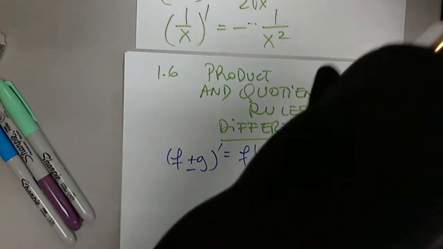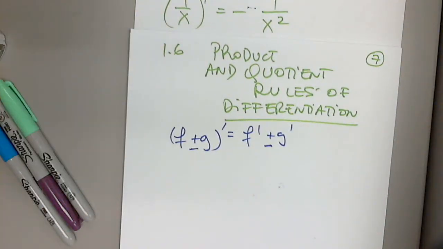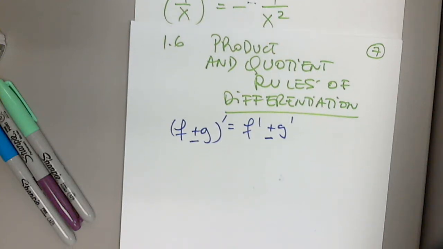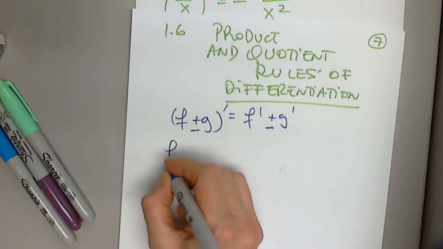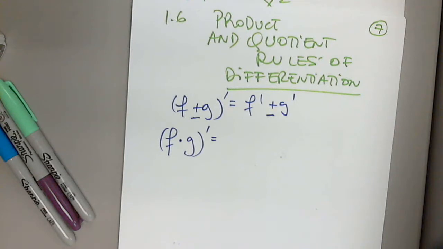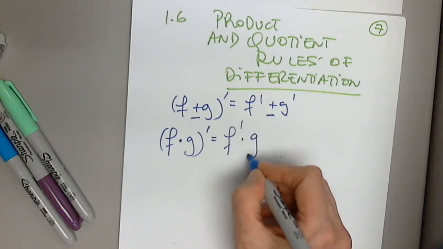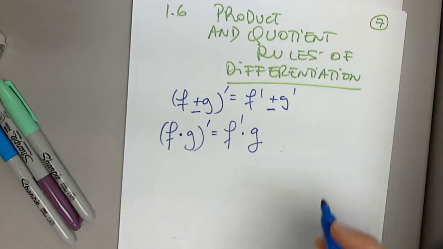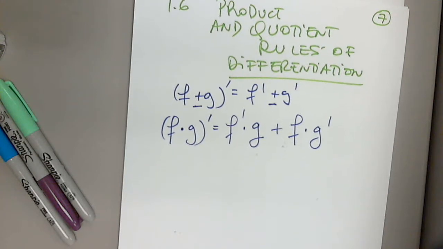Okay, now the product rule and the quotient rule are a totally different situation, totally different. Do not assume anything here. So if I have a function multiplied by another function, in other words, I need to differentiate a product, here is the rule. The first function prime times the second one, plus the first times the second one prime.